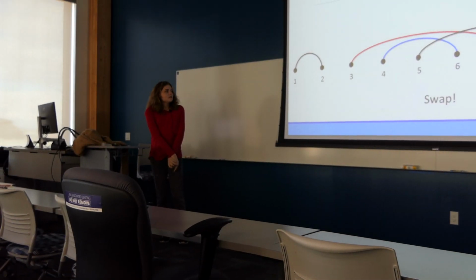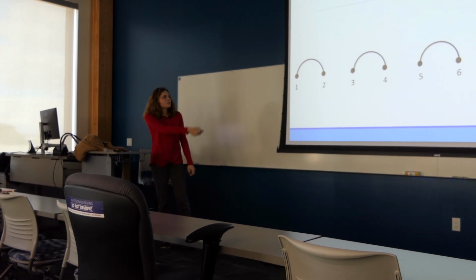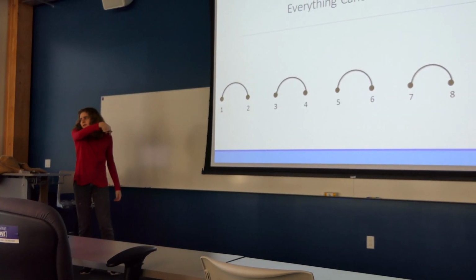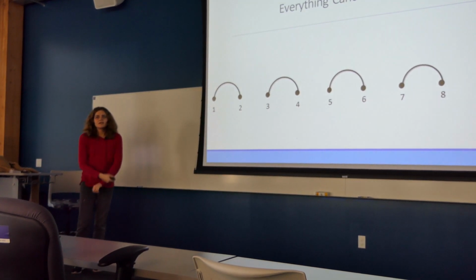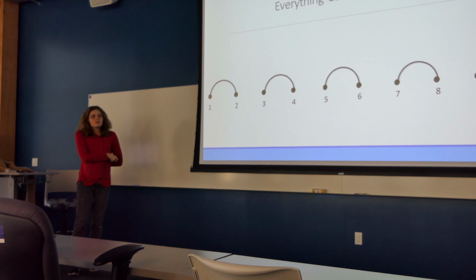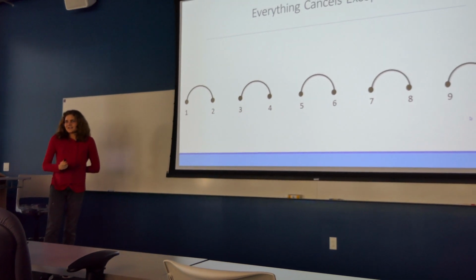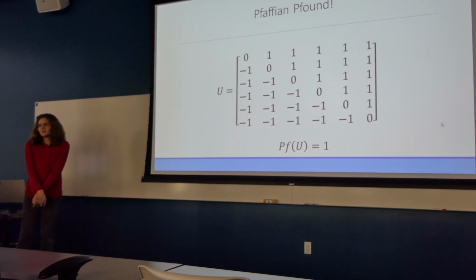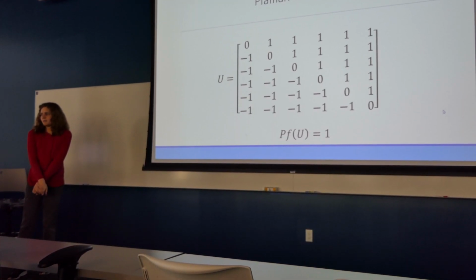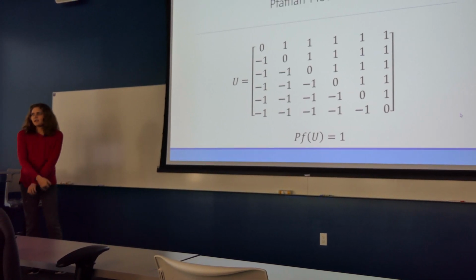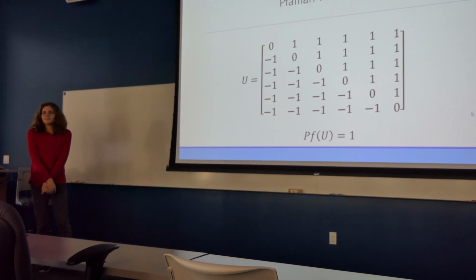Every single matching can cancel out with another except for the matching of consecutive chords, which has no chord of length 2 or greater, so you can't do that swapping. This has a sign of 1 because there are no chord crossings, and contributes 1 to the Pfaffian. Everything else cancels out. The Pfaffian of this is 1. So it doesn't matter if it's a 6 by 6 matrix or a million by million matrix, as long as it's even order and it follows this pattern, the Pfaffian is going to be 1. Therefore, the determinant is going to be 1.